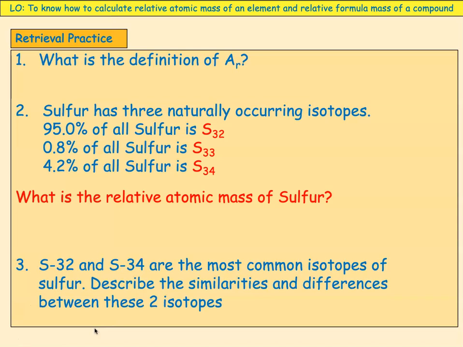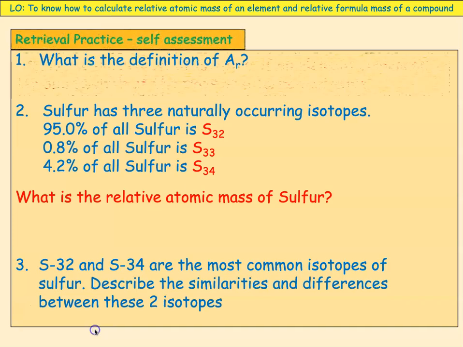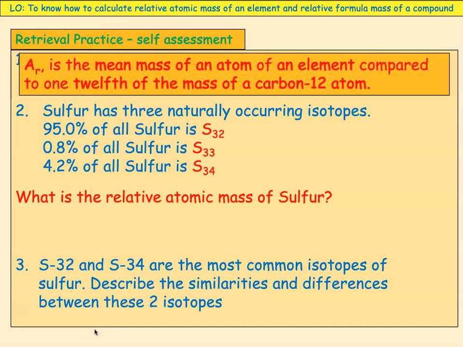What is the definition of relative atomic mass? Relative atomic mass is the mean mass of an atom of an element compared to 1/12 of the mass of a carbon-12 atom. We need to know that definition because they very often ask that in an exam.